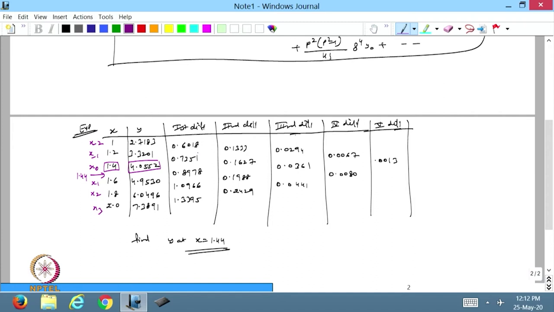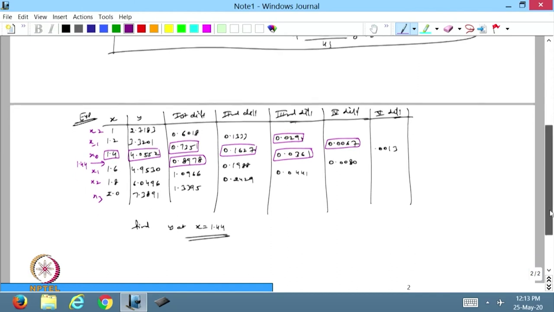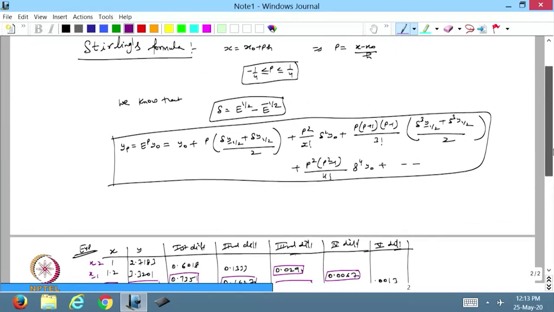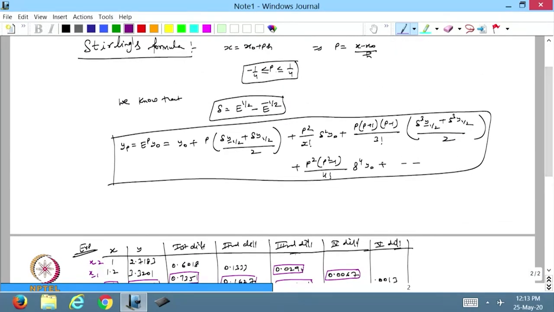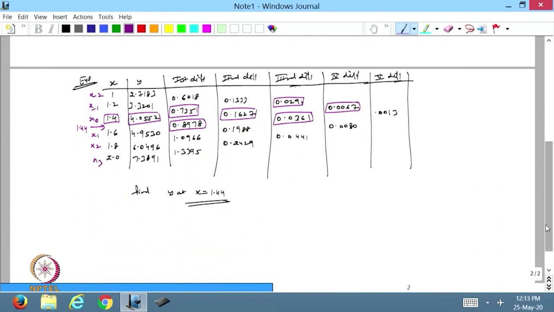The next is I will take the average of these two values. Then the second difference, the central difference, will be this one. Then I will choose the average of these two values, then I will go here and that is it. So, using this Stirling formula, I should be able to find the value of y at x equal to 1.44. The only condition is that my p should lie between minus 0.25 and 0.25. Let us see this one.